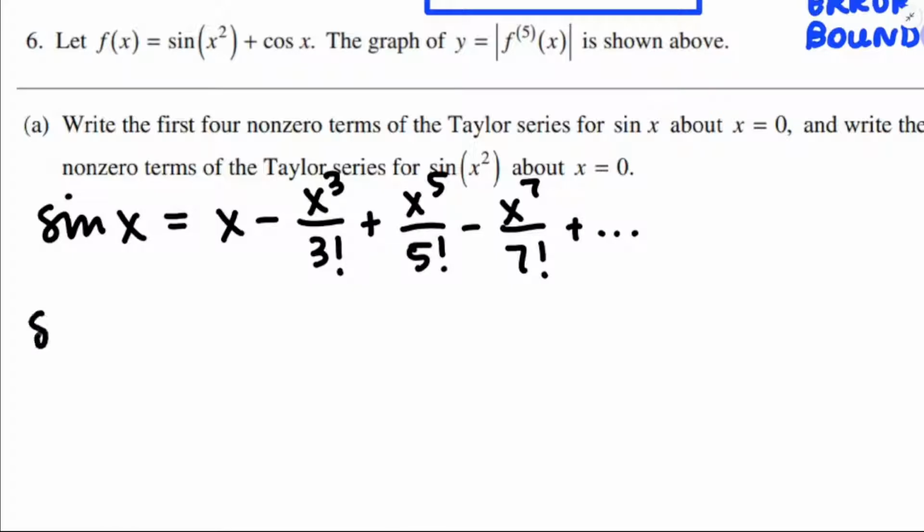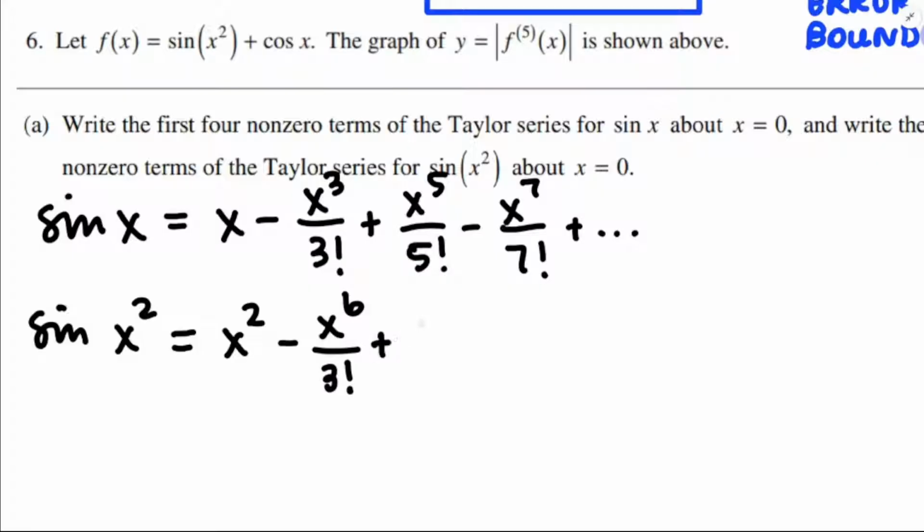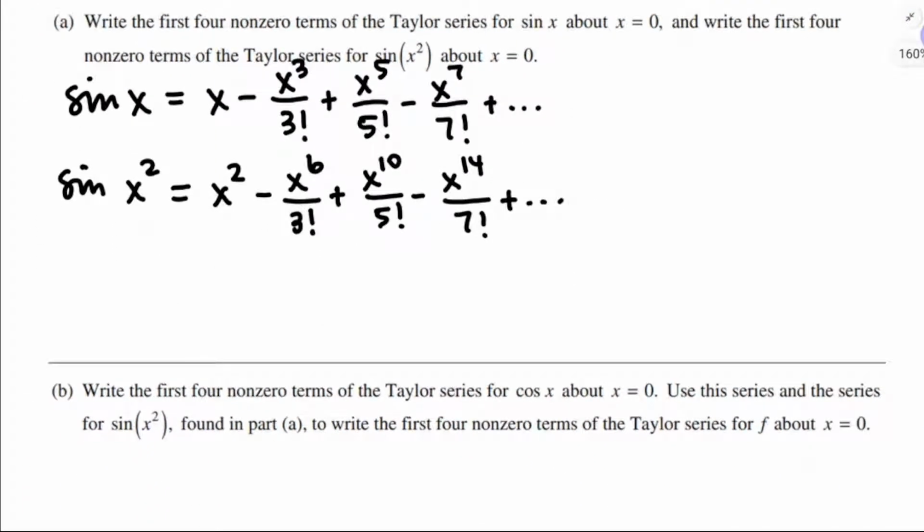Then sine of x squared is going to be equal to, just replace x with x squared. Me personally, I'm going to say x squared cubed, that's going to be x to the 6th. But if they're not asking for a general term, we might not need to simplify it if you don't want. Okay, x squared to the 5 is x to the 10 over 5 factorial, minus x squared to the 7 would be x to the 14 over 7 factorial, and so on. All right, and that was part A.